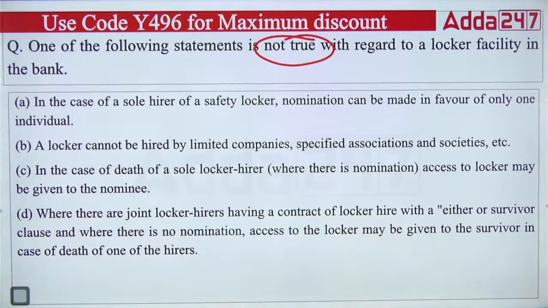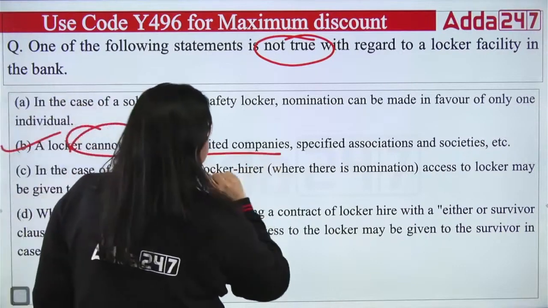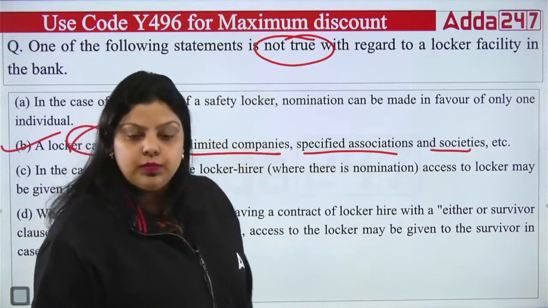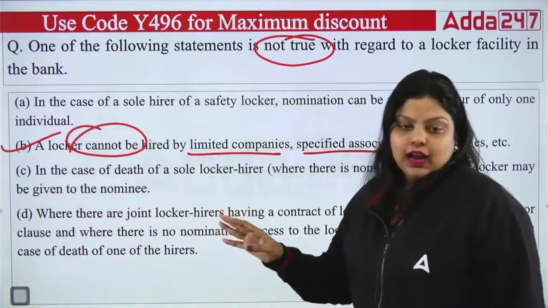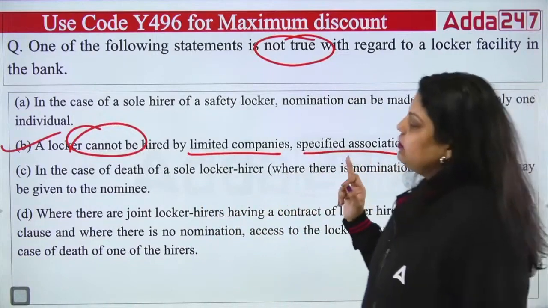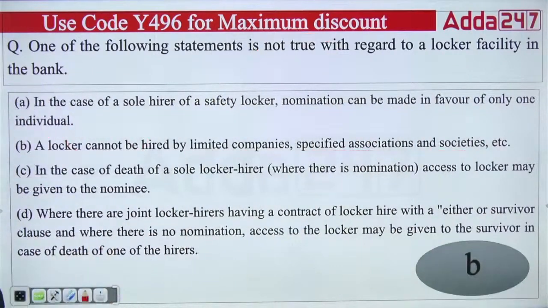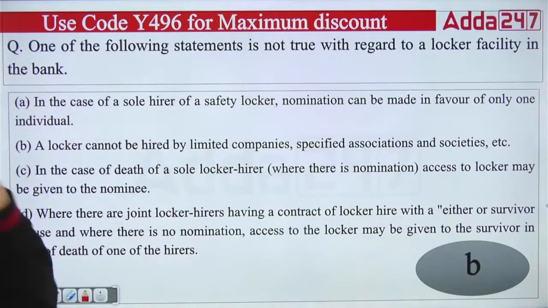So it's very obvious the second statement is not true. You cannot say that a locker cannot be hired by a limited company, specified association or society. Everybody can have a locker, right? Every party can have the locker. So the right answer will be B, because it is not true about the locker facility. Next.